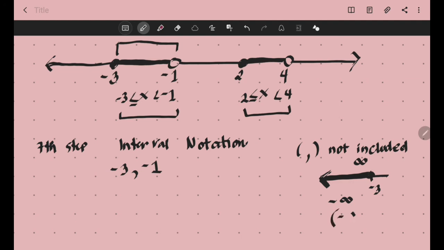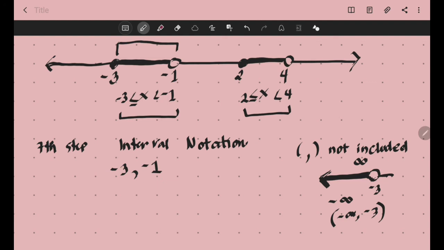So, from negative infinity up to negative 3. Let's say, ang negative 3 mo ay not included, dahil open circle. So, you will use parenthesis. Again, ginagamit ang parenthesis kapag ang value ng x ay not included or kung ang symbol na gagamitin natin ay infinity. Okay. So, dito balik tayo ngayon sa negative 3 up to negative 1.